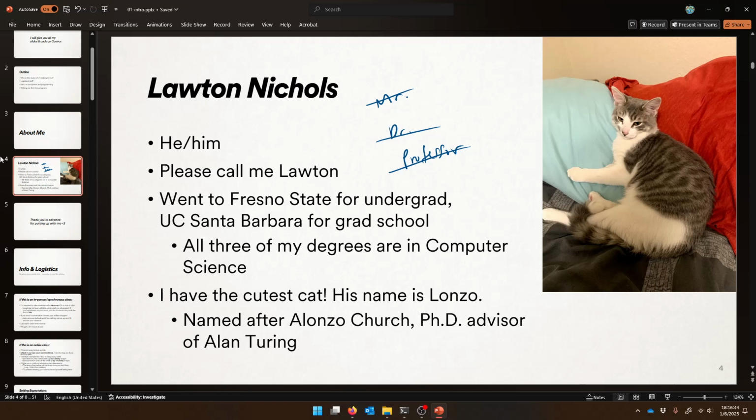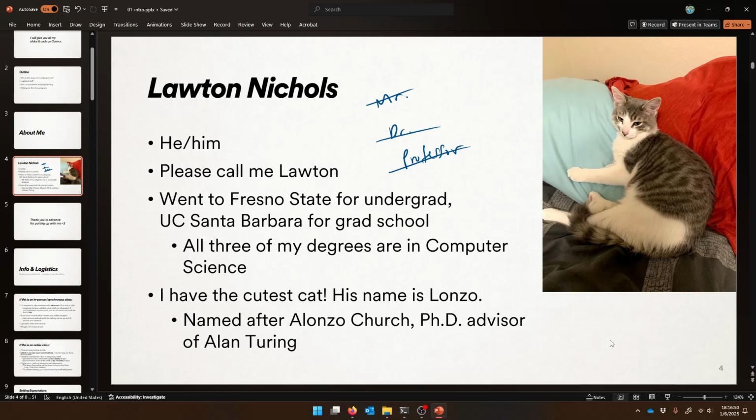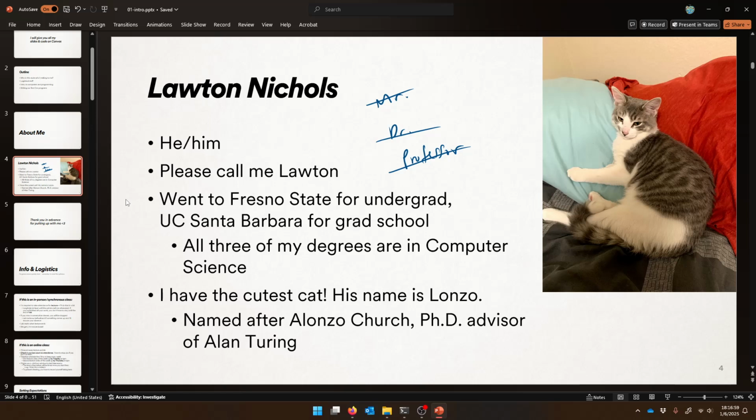All right, so a little bit about my background is I went to Fresno State for my undergrad. That's where I got my bachelor's degree in computer science. So that's not too far away from here, right? And then I went to UCSB, UC Santa Barbara, for grad school. That's where I got my master's and PhD. So yeah, hopefully I can teach you a little bit of something because all my degrees are in computer science. So in theory, you're going to learn something from me this semester. We'll find out if that's true or not.